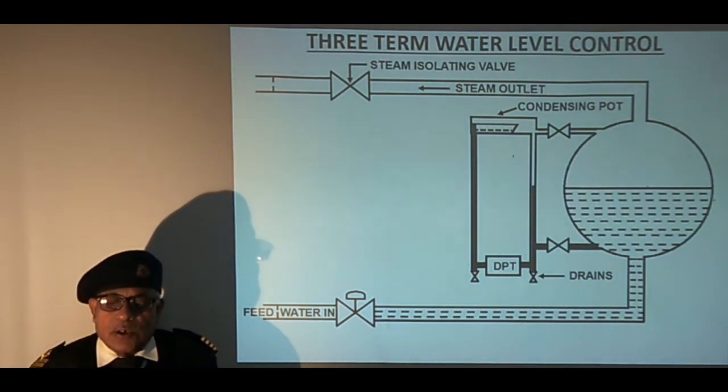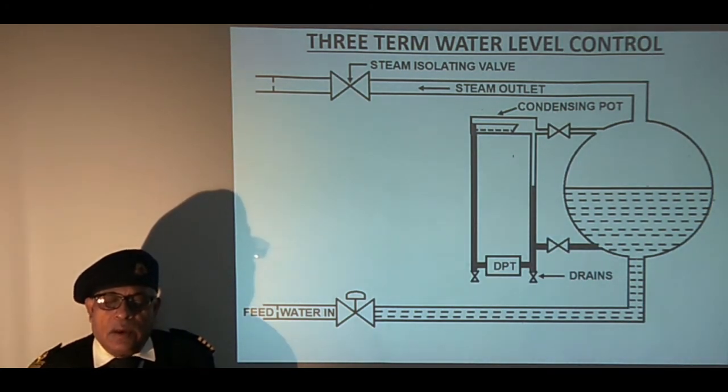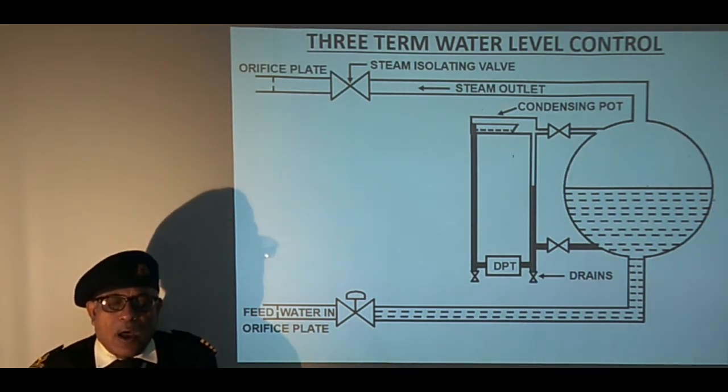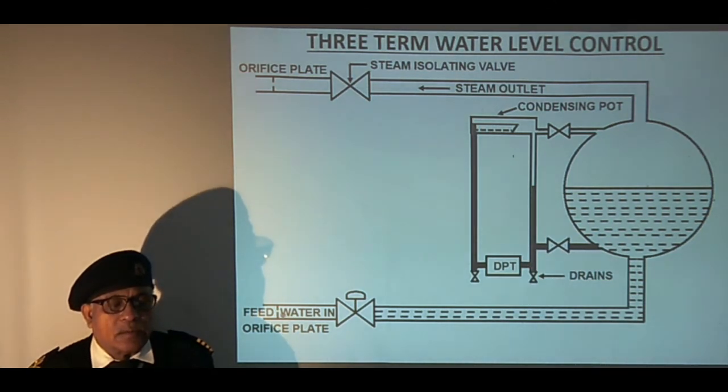This sketch shows a schematic layout of a three-term boiler water level control system. Usually a two-term controller is sufficient in itself to provide steady water level in the boiler. However, if feed water flow is fluctuating, then the third element, which is feed water flow, is also measured. Both steam and feed water flow are measured using orifice plates.